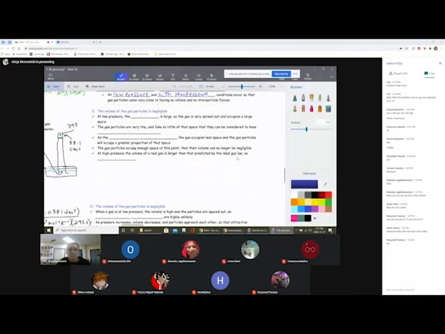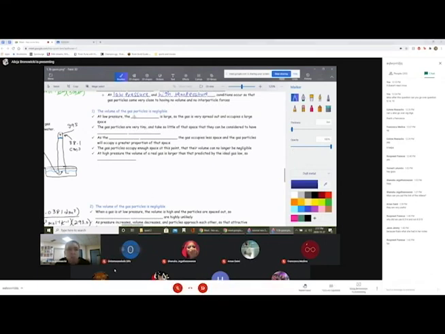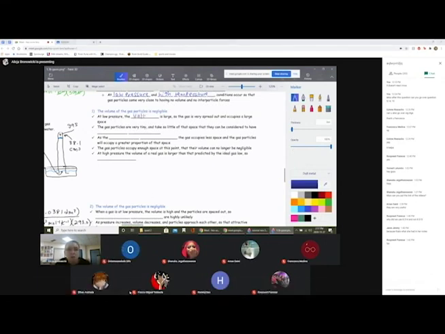Okay. So let's talk about the volume of gas particles being negligible. I might just fill in the blanks and then go over it. At low pressure, the volume is large, so the gas is very spread out and occupies a large space. The gas particles are very tiny and take so little of that space that they can be considered to have negligible volume.